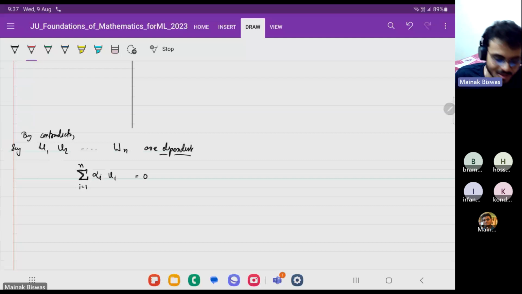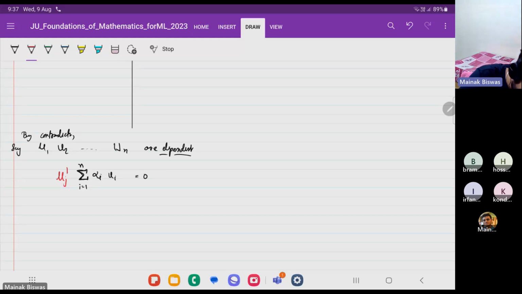Tell me, it's very simple. So if I take the dot product of this vector with uj, what will happen? I will have alpha I uj Hermitian ui for I equal to 1 to n. Now you should be able to tell me instantly.